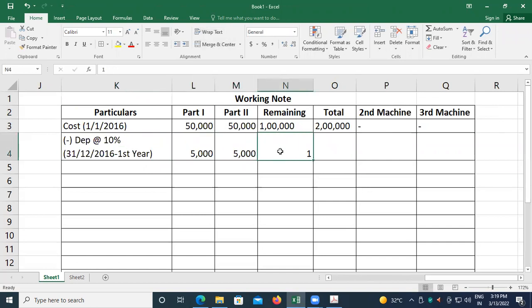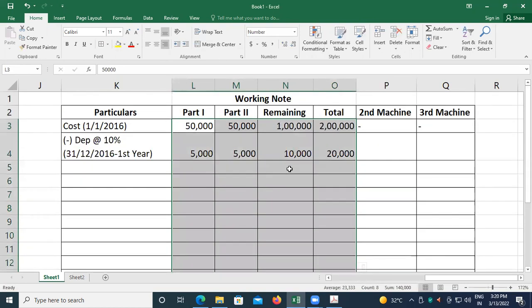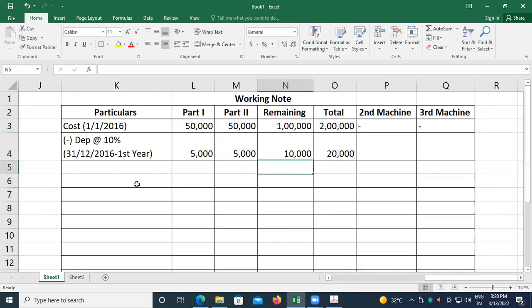So depreciation, now let us calculate here. So for 1 lakh rupees, 10% is nothing but how much? Here it will come 10,000. So now let us take the total of this, how much it will come. So once we have to calculate the total. So it will come 20,000 rupees. Okay. So the total depreciation till now, it is nothing but how much rupees it's coming now? 20,000 rupees.